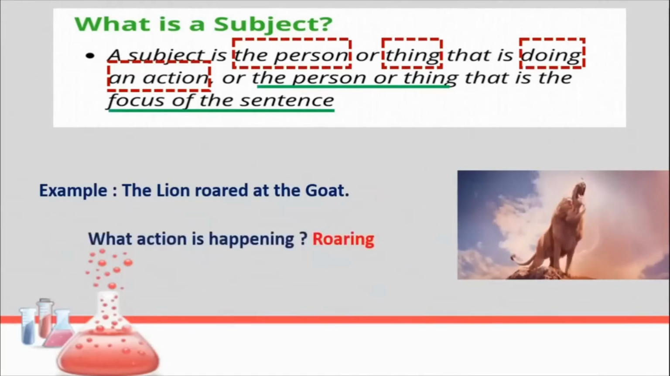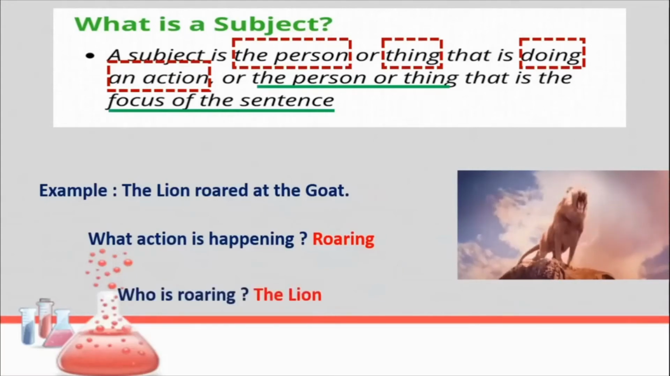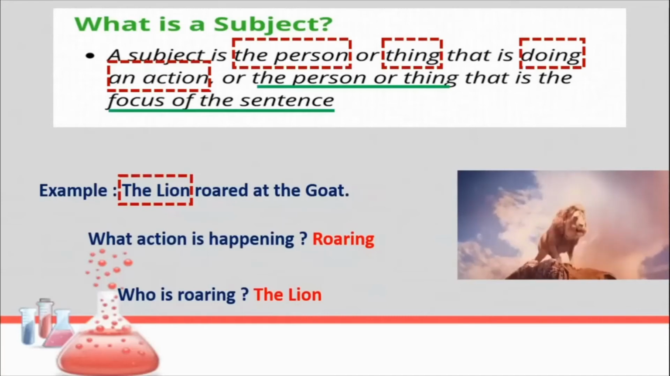Okay. So what action is happening here? It is the roaring of the lion which is happening. So roaring is the action here, or roared is the action here, isn't it? And who is roaring? Who is doing this action? It is the lion. Therefore, the lion is the subject in this particular sentence. I think now the idea must be clear to you that a subject is a person or a thing which is doing the action, or it is a person or the thing about which the sentence wants to speak. So it is the focus of the sentence.